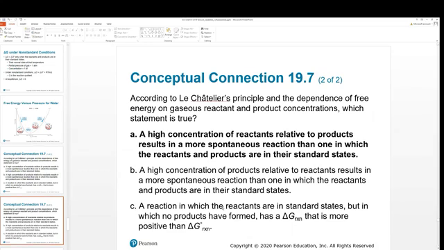And then C, a reaction in which the reactants are in standard states, but in which no products have formed, has delta G reaction more positive than delta G naught reaction. That is a tough one to read. So they're all in their standard states. So delta G reaction is the same as delta G naught reaction. And no products have formed yet. So it's the same. They should be the same, not more positive than.